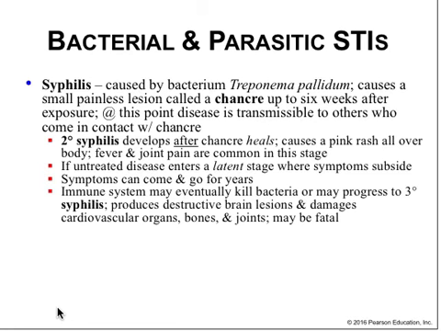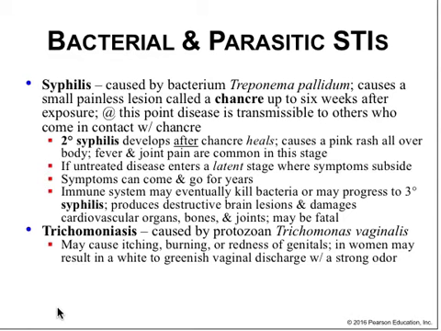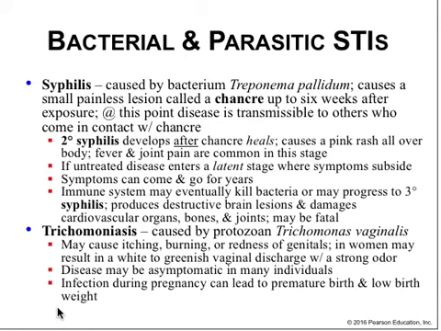The immune system eventually kills the bacteria, or the disease may progress to tertiary syphilis, which produces destructive brain lesions and damages cardiovascular organs, bones, joints, and may be fatal. Trichomoniasis is caused by the protozoan Trichomonas vaginalis. It may cause itching, burning, or redness of the genitals. In women, it may result in white to greenish vaginal discharge and a strong odor. The disease is asymptomatic in many individuals. Infection during pregnancy can lead to premature birth and low birth weight.